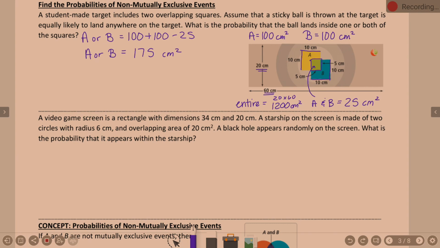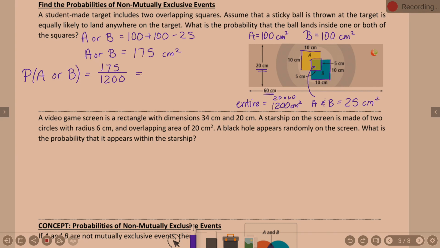So, in order to do the probability that we land in square A or square B, what are we setting up mathematically? 175 to 1,200. Okay, you've got the 175 for A and B out of the entire possible outcomes, which is the 1,200. So 175 divided by 1,200.